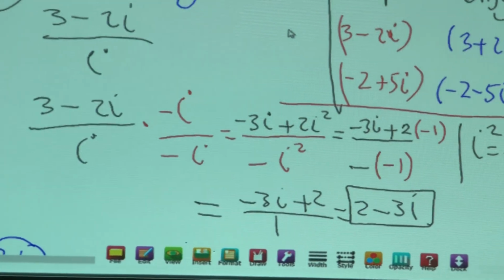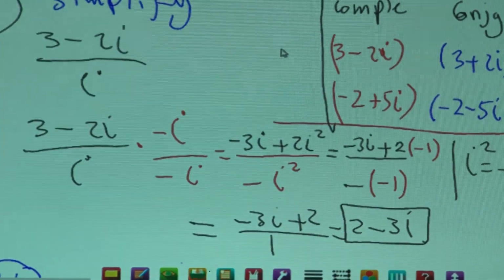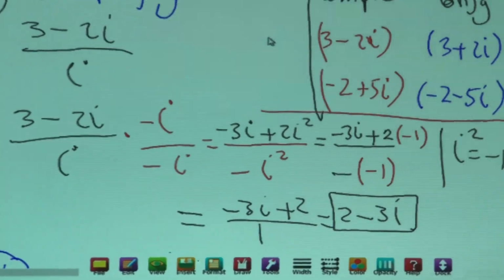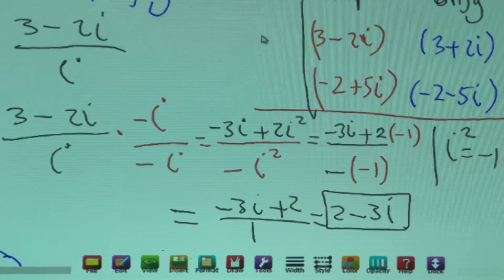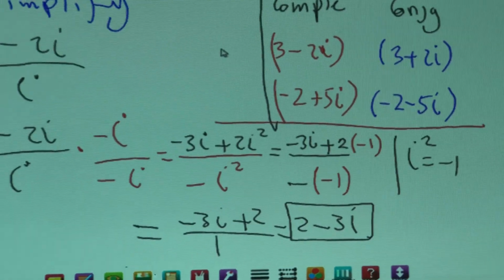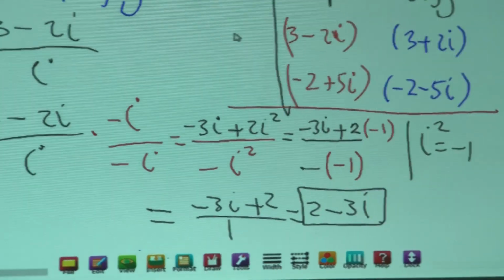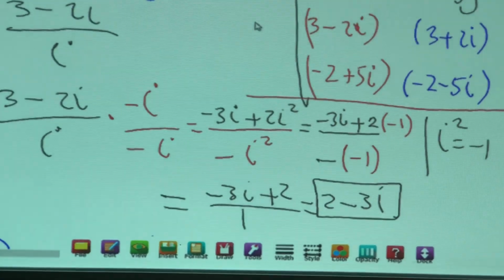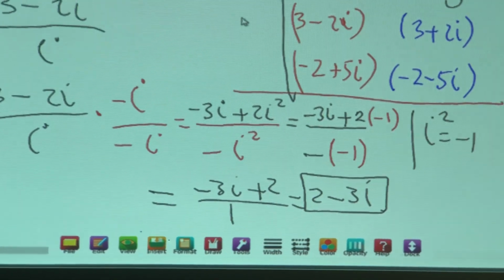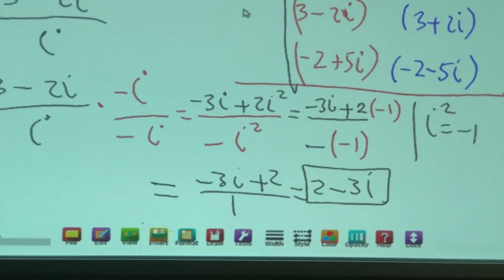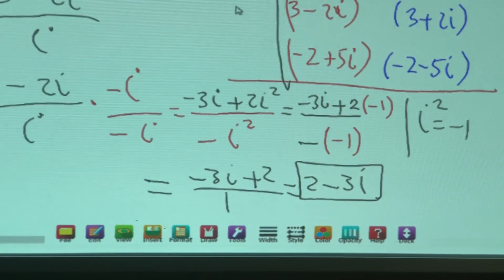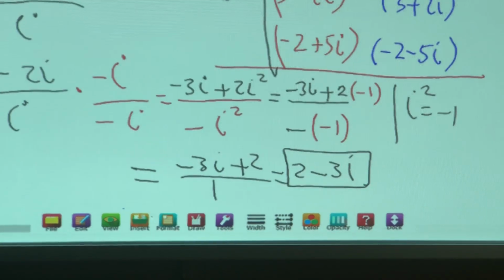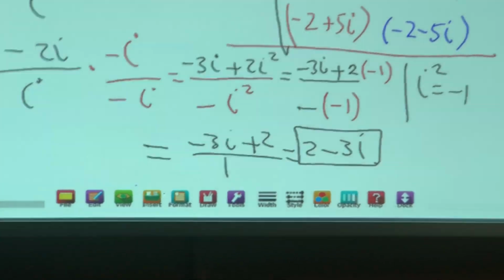3 minus 2i over i, multiply by negative i, and that gives me negative 3i only. Negative times negative is positive. 2i times i, 2i squared. Negative 3i plus 2 times negative 1. And in the denominator, i times negative i, and remember, i squared is negative 1. I replace it by negative 1. If you simplify the top, it becomes negative 3i plus 2, over negative times negative in the denominator, which is 1. Then your answer is 2 minus 3i. Again, a is 2 and b is negative 3.